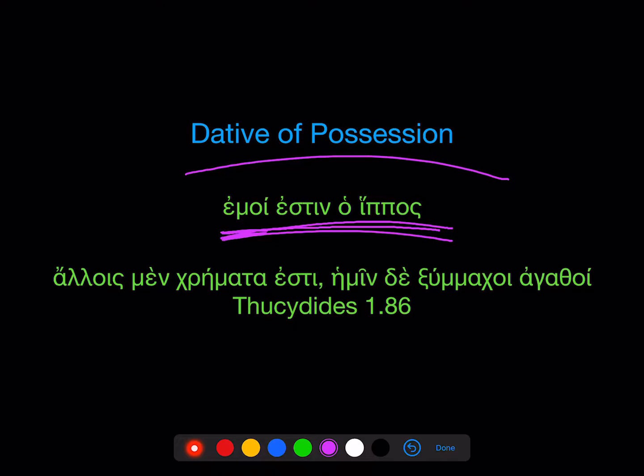So here is an actual example from actual Attic Greek. Allois men chremata esti, hemin de summachoi agathoi. So chremata are riches. So to others on the one hand, there are riches. To us, on the other hand, there are good allies. Others have riches on the one hand. We, on the other hand, have good allies. And that's from the first book of Thucydides.